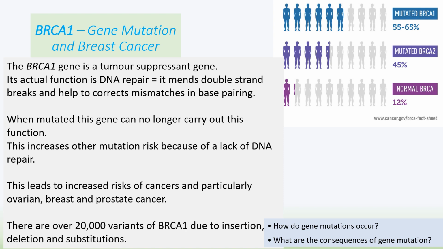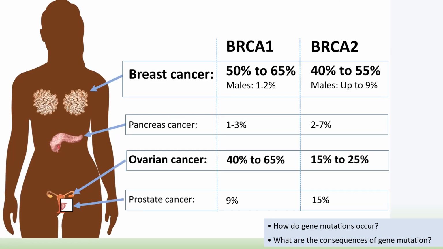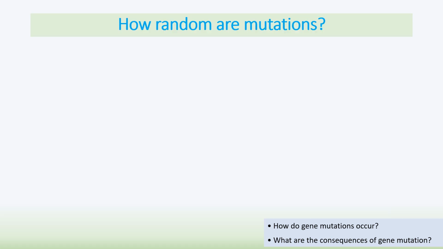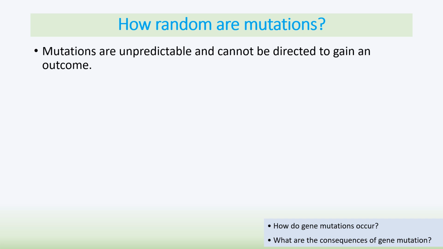There are over 20,000 variants of this gene, okay, so it is a huge focus point in medical science. See here, breast cancer cases increase if you have these mutations, but also other cancers as well, and it affects men and women. How random are mutations? Well, mutations are unpredictable and cannot be directed to gain an outcome. So it's difficult to work with mutations.